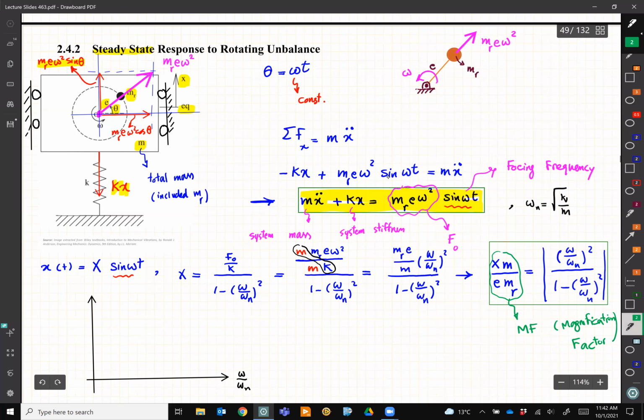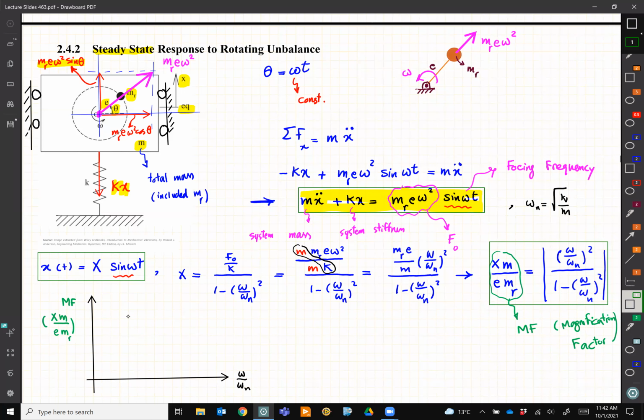For M, in some textbooks it might be shown by just M. So what is this M? Remember, it is X multiplied by M divided by E multiplied by MR. So if you have this number, you can do your calculation. For example, you can find X, because remember, we are interested in finding X, because that can help us to find the equation of motion. So let's quickly plot these things.